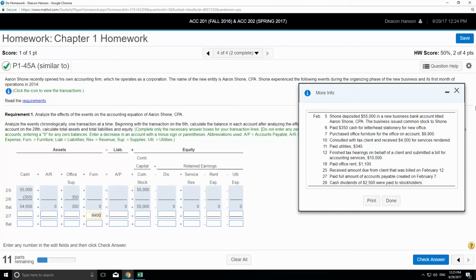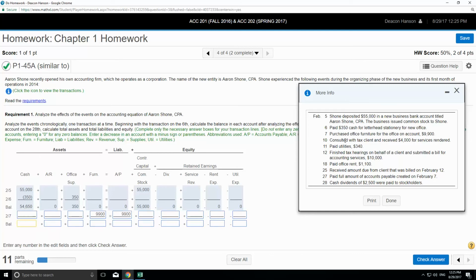9,900. But we didn't pay cash for it. We did it on credit, like Hunter said. So that's accounts payable. Notice 9,900. So both sides of the equation have now increased by 9,900, holding everything else constant, right?